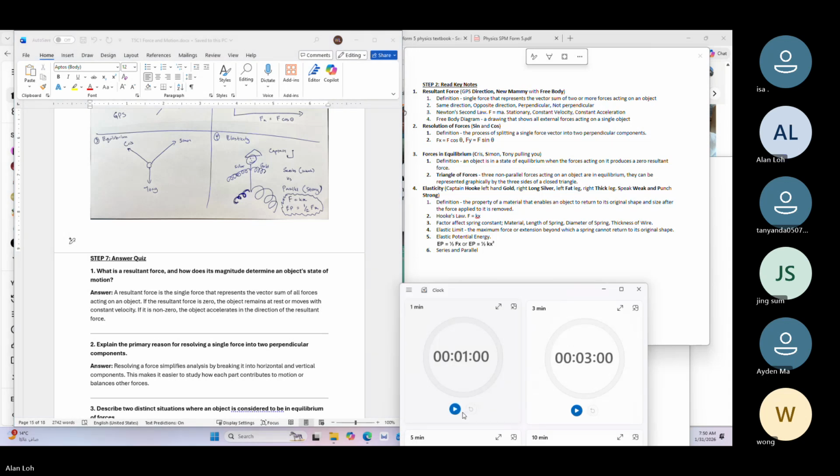I'll give you 30 seconds. I'll give you 1 minute. Let's do 1 minute. This is drawer number 2.